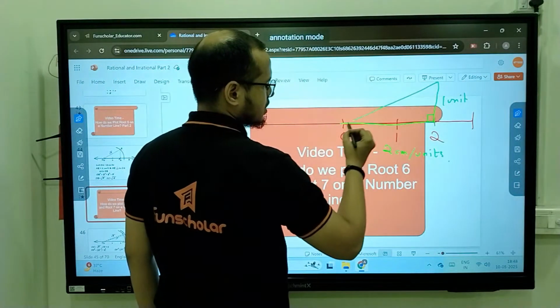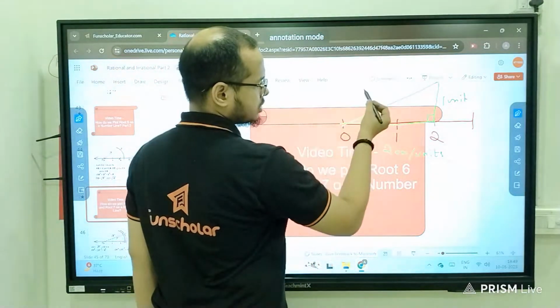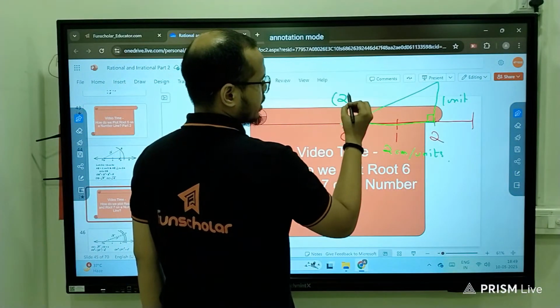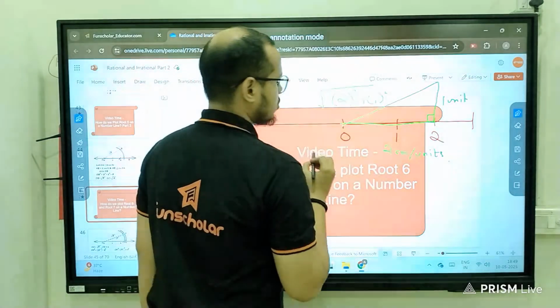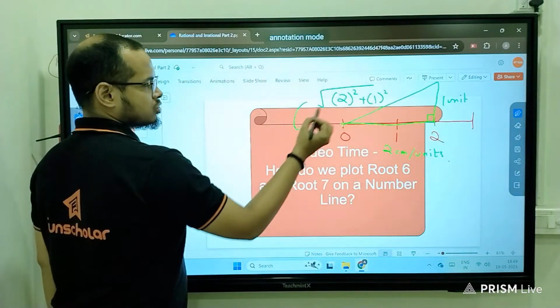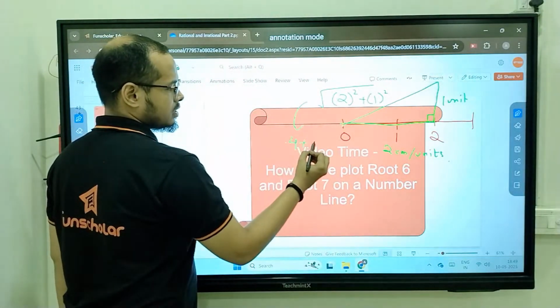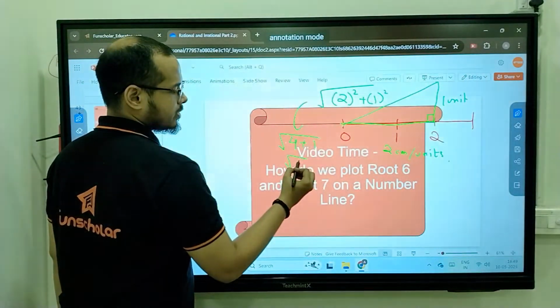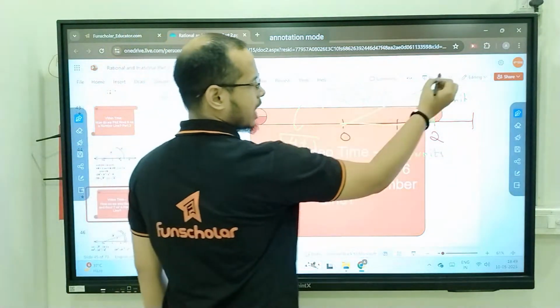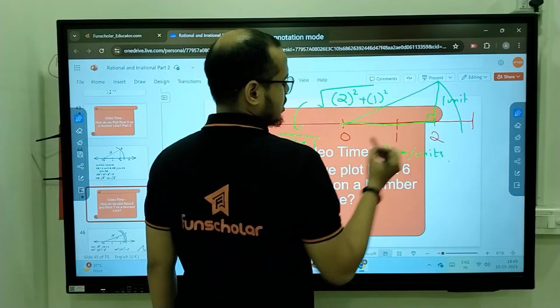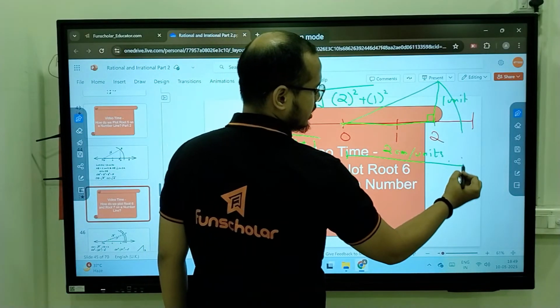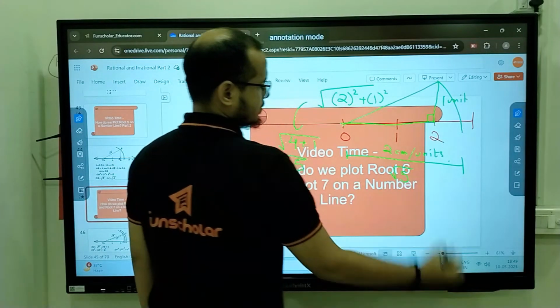Now draw a hypotenuse. What is the hypotenuse going to be? The square root of 2 square plus 1 square. What is 2 square? 2 square is 4, plus 1, under root. This is root 5. So we have understood that this hypotenuse is equal to root 5. Same thing, cut the arc. Now this entire thing is root 5.